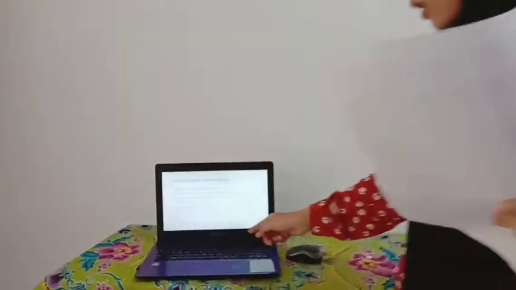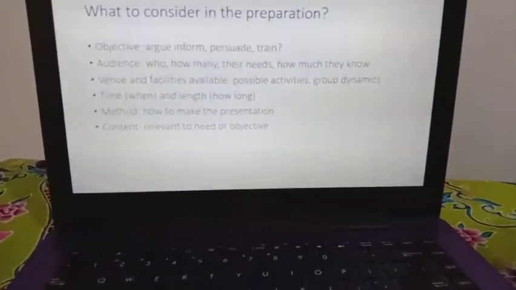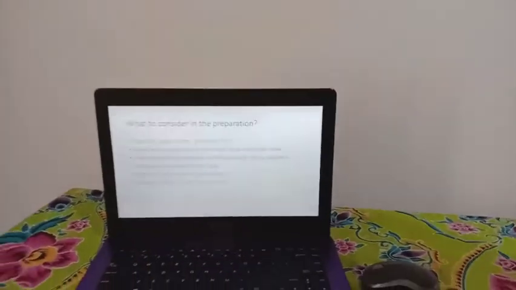Why did your audience come to hear the presentation? Find out what their hopes are. Are they looking for a solution to their problem? Number 3, venue and facilities available. Possible activity, group dynamic. If we want to invite the audience to come, we also have to prepare a place with the facilities the presentation needs, and check whether the room is comfortable for us and the audience too. How long will it take for our presentation to finish?